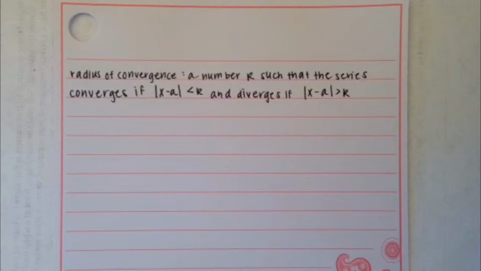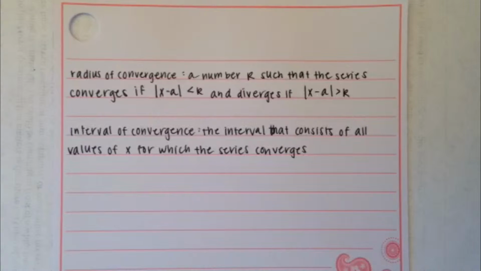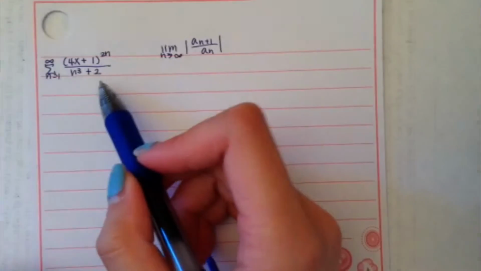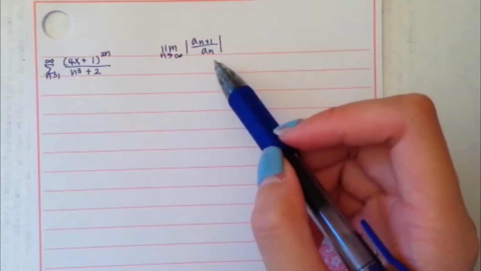The second thing that the ratio test is useful for is when you're trying to find the radius of convergence and interval of convergence. So let's do a problem. If you were given this series, you would again use the ratio test to determine the radius of convergence and the interval of convergence.